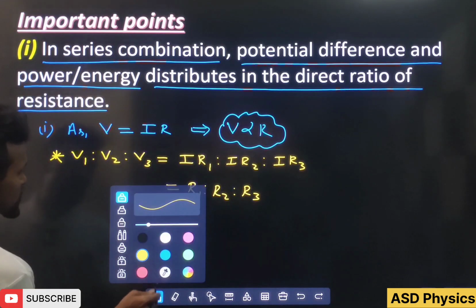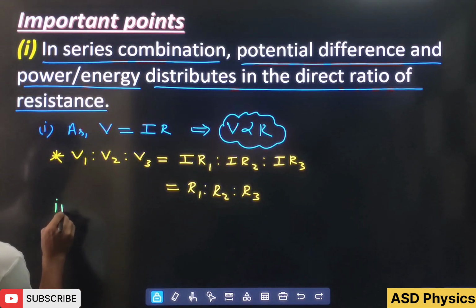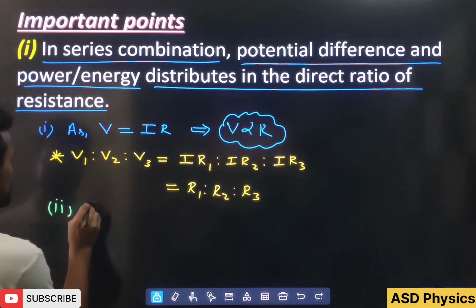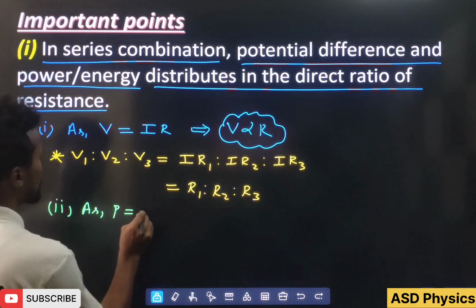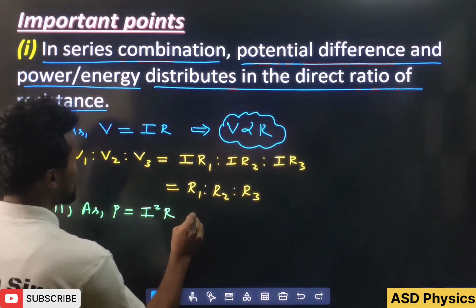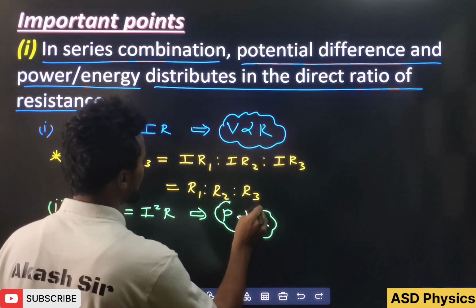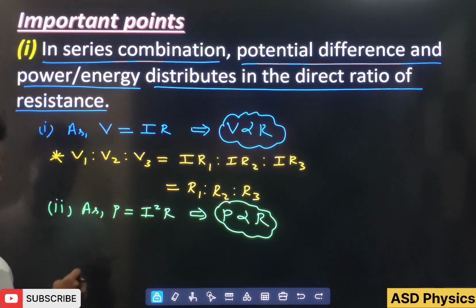Next one. Similarly, students, if I write here the second one, power. Remember that in series combination we will use the formula of power as P equal to I square R. This is very easy. Because current is the same, we can tell P is directly proportional to R.